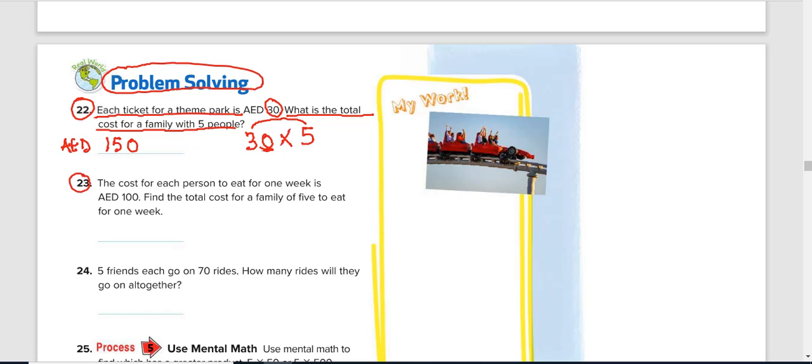Alright, so question 23. The cost for each person, that is one person, to eat for 1 week is 100. So for one person it costs 100 for 1 week. Find the total cost for a family of 5 to eat for 1 week. So we need to find for 5 family members. So we can have times 5. Very easy. 1 times 5 is 5. And 100 has 2 zeros. 500.